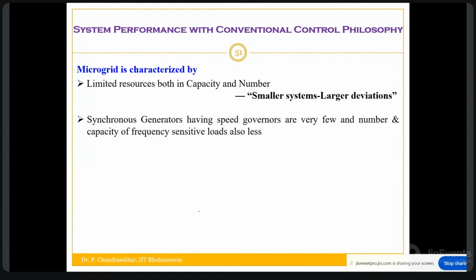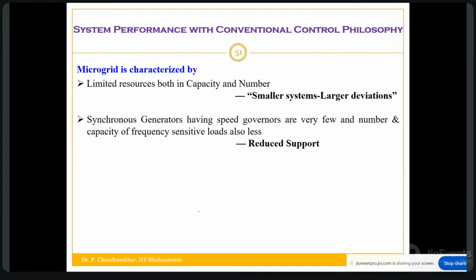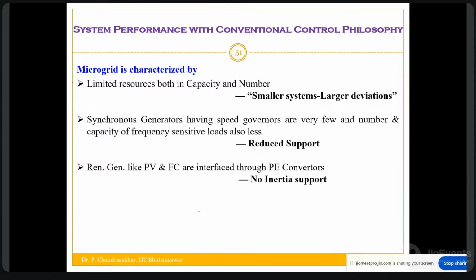In conventional systems, we have synchronous generators which can control their power output. Synchronous generators have speed governors, so they can regulate the power output. However, in microgrids we mostly have renewable energy sources interfaced with power electronic converters, and they do not have any speed governors or frequency sensors. Moreover, in microgrids your frequency and the real power are not closely coupled. With power electronic converters there is also no inertia support, so ultimately the system is going to become unstable.